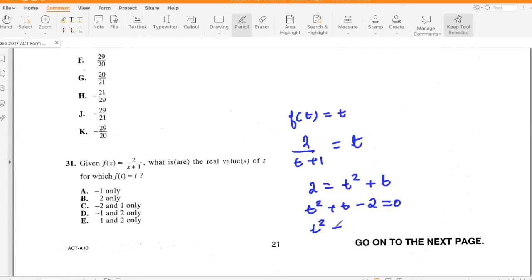So t squared plus 2t minus t minus 2 is 0. So (t plus 2) times (t minus 1) is 0. So t is negative 2 and 1. So negative 2 and 1, they both can work because whether you put negative 2 for t or 1 for t, the fraction works. So negative 2 and 1 only, C.